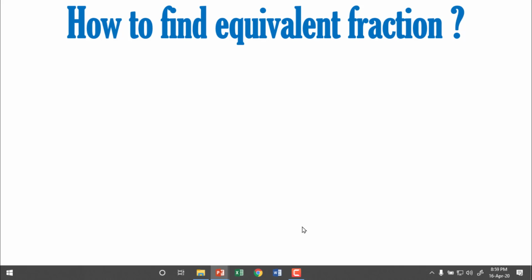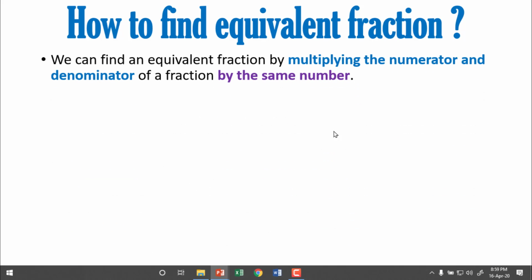Let's see how we can find an equivalent fraction. We can find an equivalent fraction by multiplying the numerator and denominator of a fraction by the same number. That means if we multiply the numerator and denominator by the same number, then the resultant fraction will be the equivalent fraction of the original one. Look, 1 by 2. This is a fraction. If we multiply the numerator and denominator by the same number, suppose we multiply the numerator by 2 and the denominator by 2.